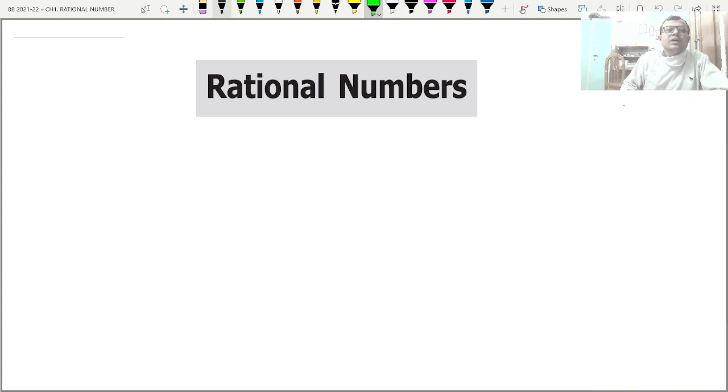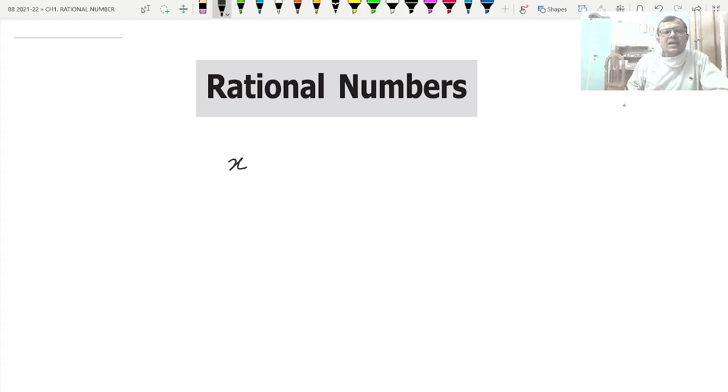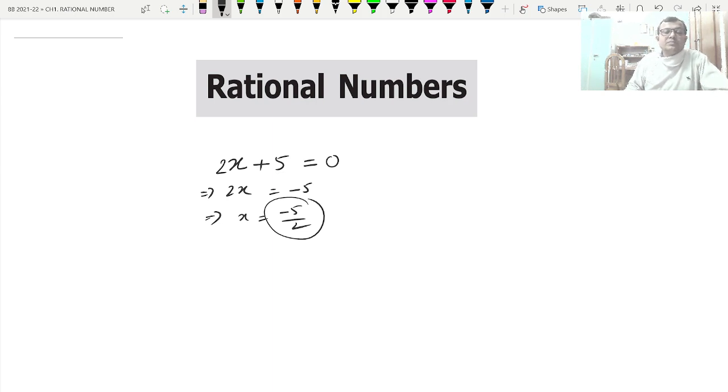All right. Let us take 2x + 5 = 0. Suppose. Okay. Then if you solve it, what will you get? 2x = -5, x = -5/2. So the solution of this equation is not a whole number, neither an integer. So it is a different number. It is a rational number. This type of numbers are called rational numbers.